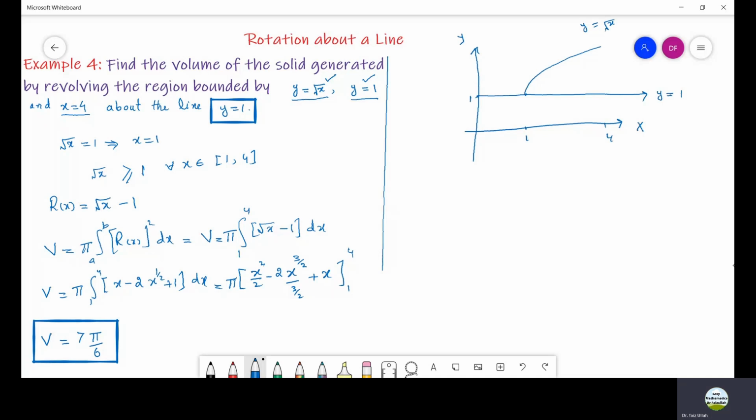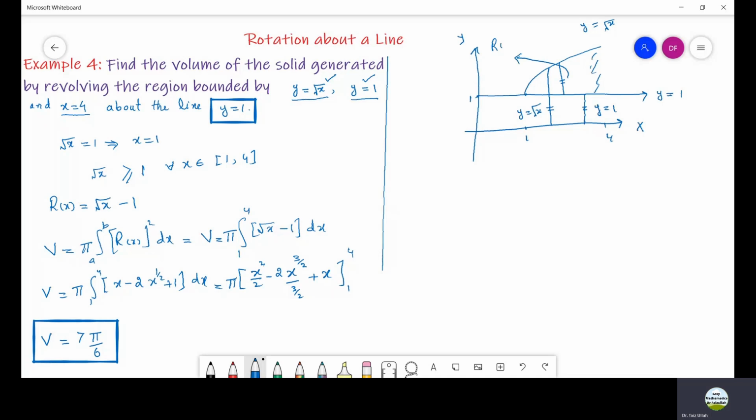And we have to rotate this whole region about the line y is equal to 1, not about the x-axis. So first of all, look at the radius, which is a distance from the x-axis. That is, the distance from the x-axis is y is equal to under root x, and the distance of y is equal to 1 from the x-axis. That is, y is equal to 1, but we need the radius, which is this one. This is the required radius.